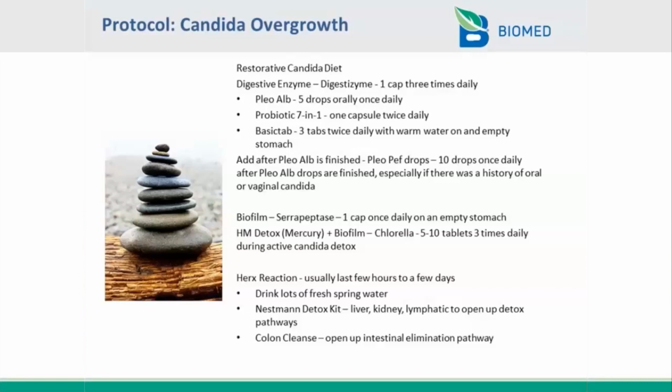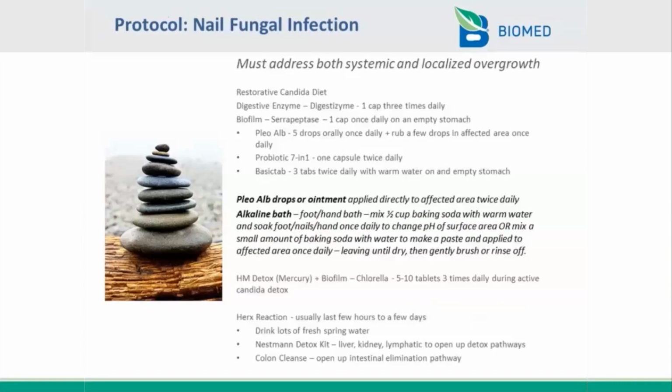Also, biofilm, as Angela talked about, has to be addressed. So serrapeptase, and usually serrapeptase plus chlorella, or nattokinase plus chlorella. In some cases, you could do all three to take care of that biofilm, but also to address the heavy metal detoxing. And if patients are having Herx reactions or a lot of healing crises, then in addition to making sure their bowels are moving, drinking lots of water and saunas, the Nessman Detox Kit helps to open up the liver, kidney, and lymphatic detox pathways, and colon cleanse helps to open up the intestinal tract for that route of elimination.